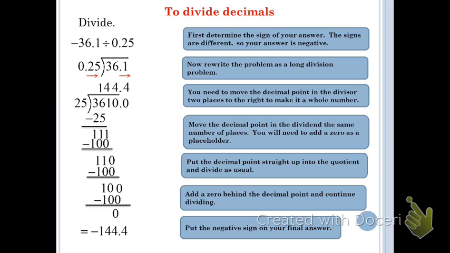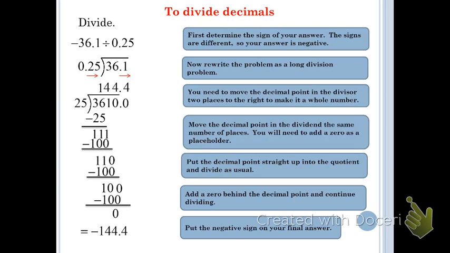Negative 36 and 1 tenth divided by 25 hundredths. First, determine the sign of your answer. The signs are different, so your answer is negative. Now, rewrite the problem as a long division problem. You need to move the decimal point in the divisor, that's 0.25, 2 places to the right to make it a whole number.